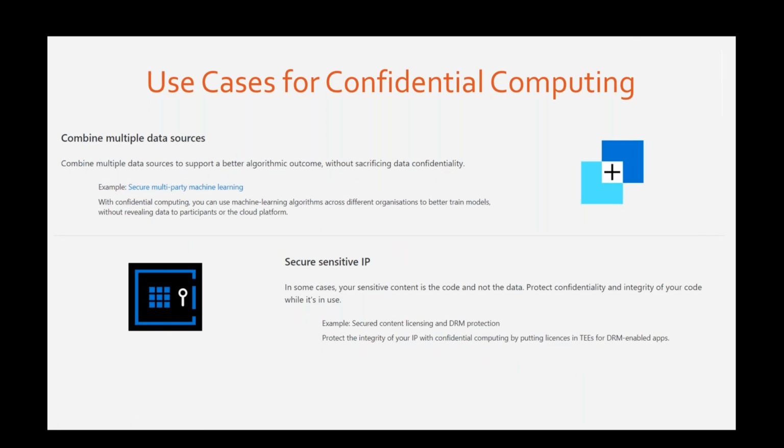Multi-party machine learning. We have different organizations that want to leverage the power of machine learning, and they need to combine data sets into a larger data set so the accuracy of the machine learning service can be improved. And there is another last use case around sensitive IP, for example, DRM protection. So it can be used also for storing licenses in a trusted execution environment so that they can be protected.